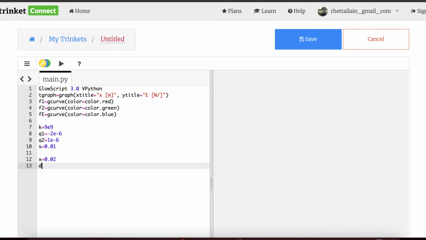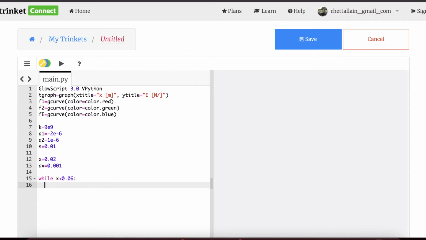And now I need a dx. Let's put dx as 0.01. This is the step size. So I'm going to calculate the electric field at 0.02, and then go to 0.021, then 0.022, and so forth. Okay, so now I need to make a loop because I don't want to type that out manually. While x is less than, let's say, 0.06. So once it gets up to that value, I'm going to stop. And we can change it if we need to.